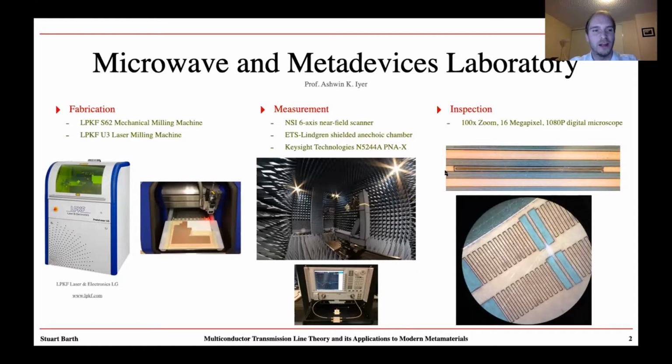On the fabrication side, we have a couple of LPKF milling machines. On the measurement side, we have a 40 gigahertz Keysight Technologies PNA for measuring our circuit-based devices, and as well for doing our antenna measurements. We have an NSI near-field scanner inside of a shielded anechoic chamber. To inspect all the devices that we make, which are occasionally filled with submicron features, we have a 100 times zoom microscope with 1080p digital resolution. So a lot of tools for rework of our devices, and we're able to do a lot of our prototyping right in-house. I'm very privileged to be able to work out of this lab.